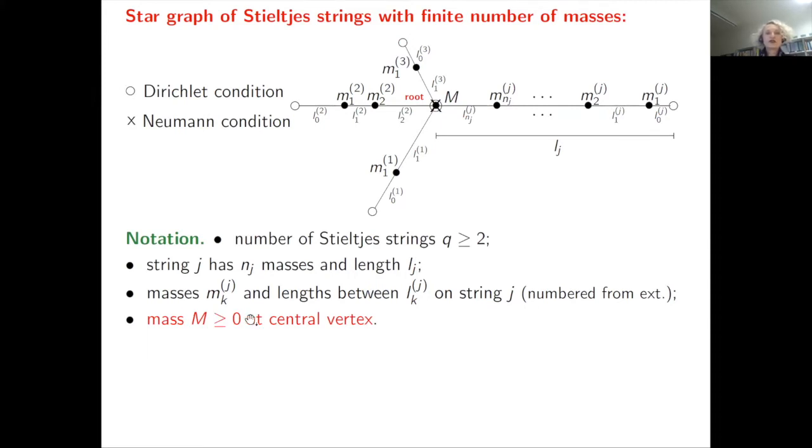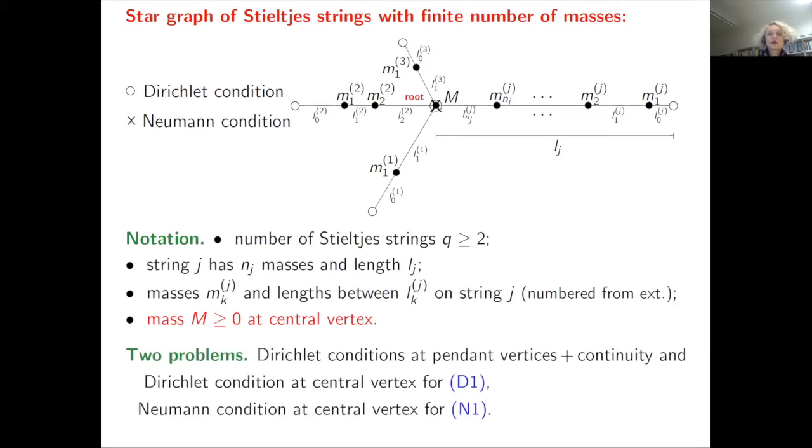And on each string, we have the masses m_k and the lengths l_k, and I have to put the J maybe in another place. As you see in the picture, the ordering of the masses is always counted from the exterior to the interior. And then there is this possible mass M greater than or equal to 0 at the central vertex.